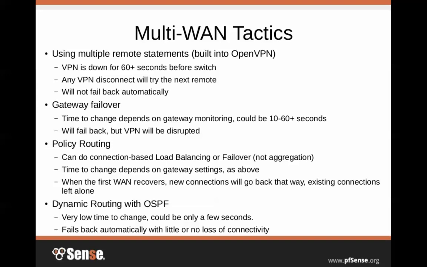For dynamic routing with OSPF, very quick time to change. OSPF's hello timers are fairly low, and you can tweak those. So it may only be a few seconds before you can get connectivity, and it does shift the routing from one to the other automatically. There's usually not a perceptible loss of connectivity, especially with the failback. When it fails initially, there could be because it has to detect one is down, but for the failback, it's very seamless.